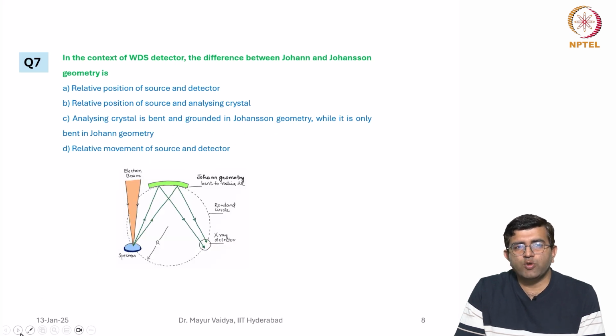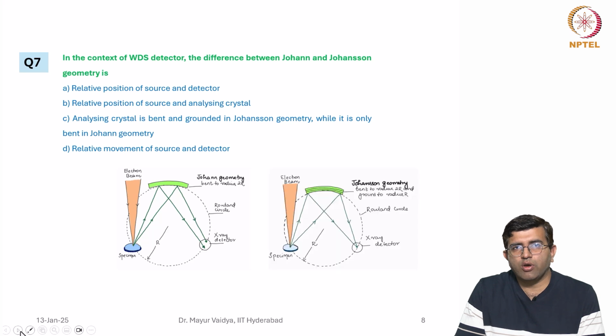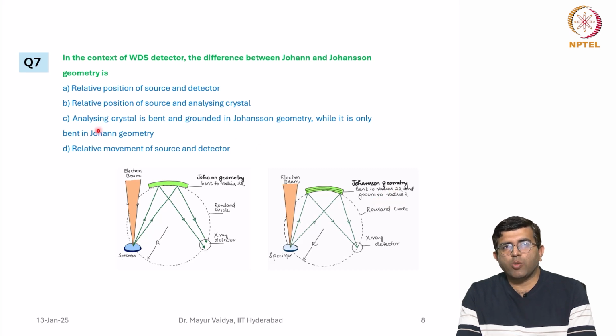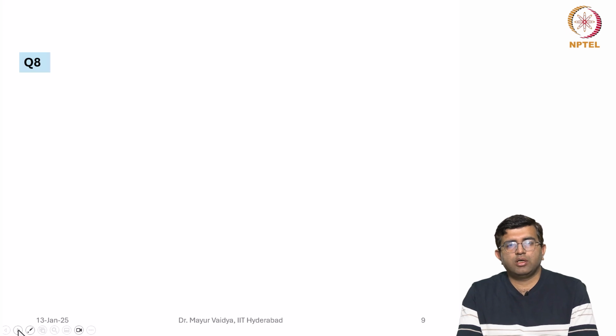So, if you see the schematics of both the Johann and Johansson geometry, you will see that in Johann geometry the crystal is bent to the radius 2r, but in the Johansson geometry it is not only bent, but it is also ground to the radius r. So, it is bent to the radius 2r, but it is ground to radius r as well. Whereas in the remaining options, the specimen and the source, everything else is the same in both the geometries. So, therefore, A, B and D are not correct, the only correct option is C here.